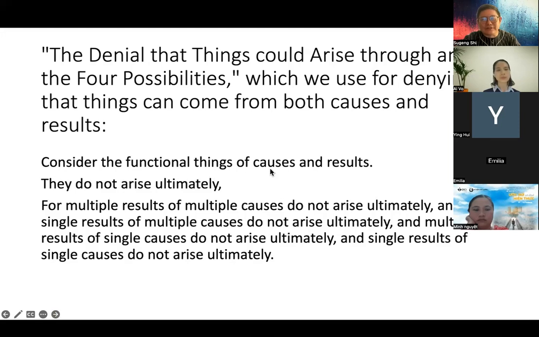Consider the functional things of causes and result. Functional refers to changing things. Right? They do not arise ultimately. Now look at the four. Multiple results of multiple causes do not arise ultimately. Single results of multiple causes, multiple results of single causes, and single result of single causes. They don't arise ultimately. Okay, got it? So we use all these combinations. I hope I avoid reading mouth still can follow me.